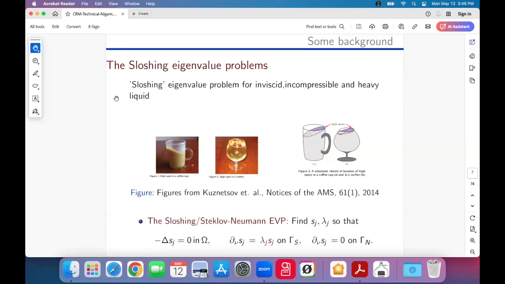For the Steklov problem, where the spectral parameter is on the boundary, you have the famous sloshing problem, where you might have a fluid that's inviscid and incompressible. It's in a cup, like your coffee mug.